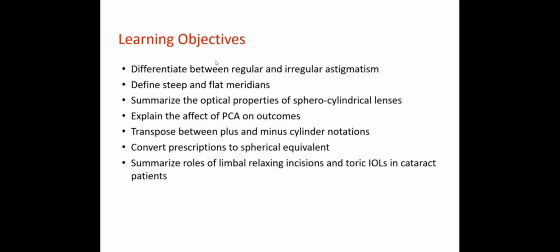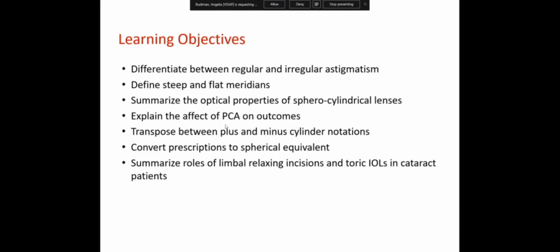So as I said, right, different types of astigmatism. It's not just regular and irregular. We can also talk about posterior corneal astigmatism and lenticular astigmatism. So there are many different types of astigmatism. We talk about how you transpose plus and minus cylinder notation.